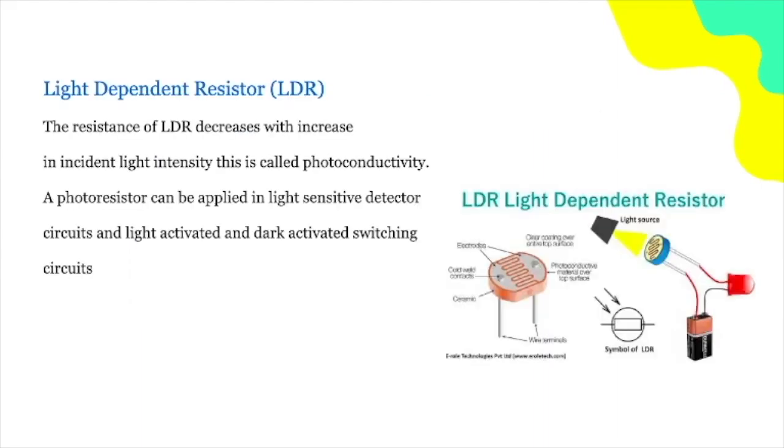After that, LDR sensor. LDR stands for light dependent resistance. The resistance of an LDR decreases with increase in incident light intensity. This is also called photoconductivity. A photoresistor can be applied in light sensitive detector circuits and light activated and dark activated switching circuits. So here is a diagram of LDR.